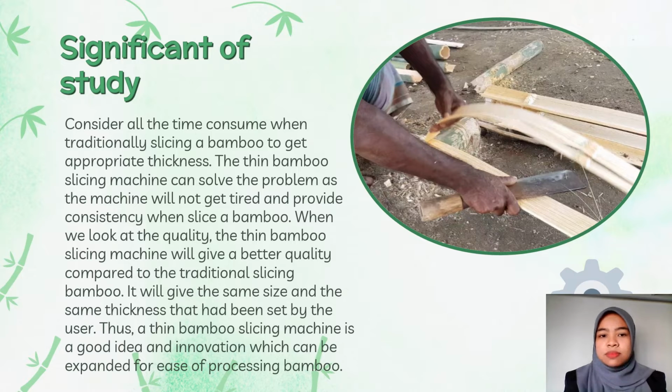The thin bamboo slicing machine can solve the problem as the machine will not get tired and provides consistency when slicing bamboo. When we look at the quality, the thin bamboo slicing machine will give a better quality compared to the traditional slicing of bamboo. It will give the same size and the same thickness that has been set by the user. Thus, a thin bamboo slicing machine is a good idea and innovation which can be expanded for ease of processing bamboo.